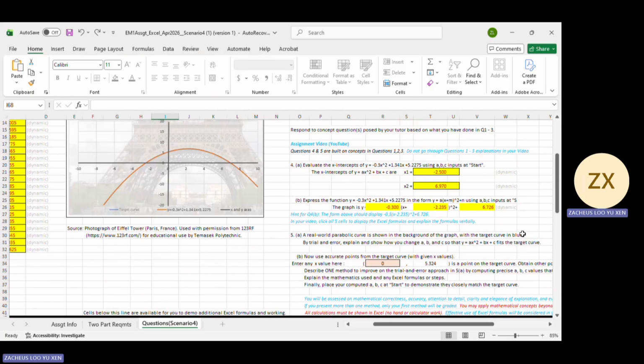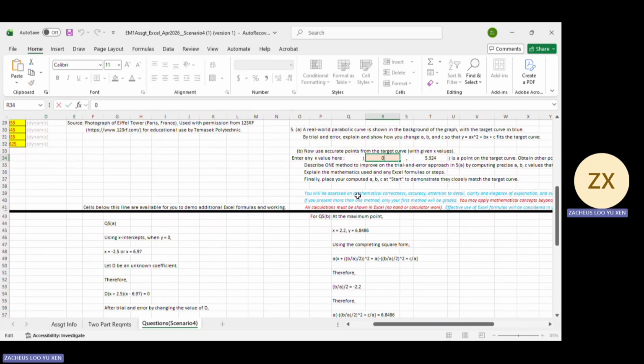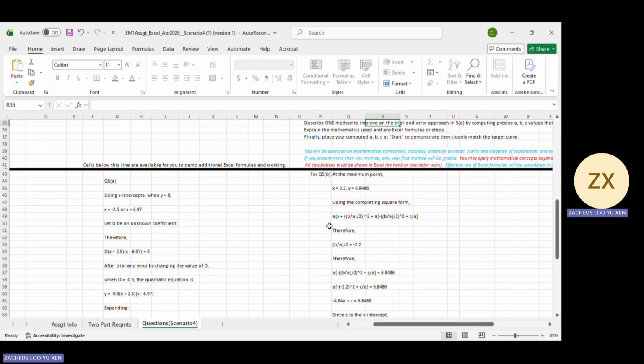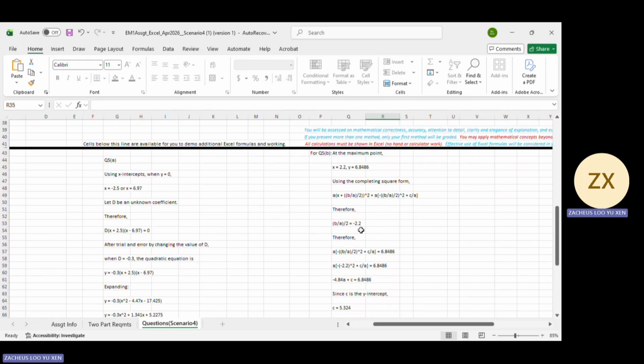So for question 5b, it asks us to do the same thing but without trial and error. Since we have this cell right here, which is very useful, we will be able to find the maximum point. This seems to be the maximum value of y, at x equals 2.2. Since the completed square form gives us the coordinates of the maximum point, we can equate b divided by a over 2 to minus 2.2, because it is inside the bracket, so we give 2.2 a negative sign.